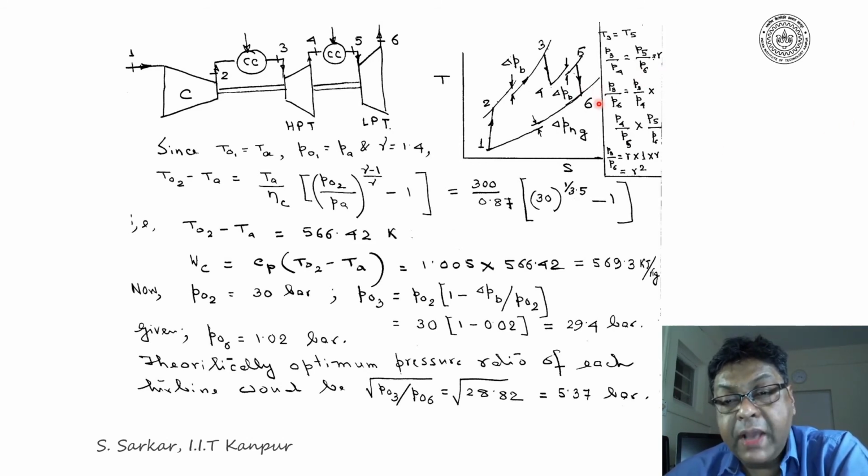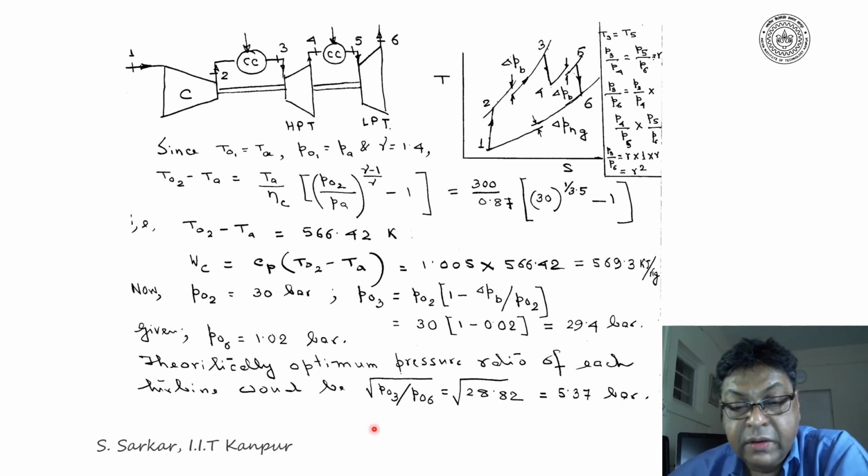Now, P3 by P6 can be written as P3 by P4 into P4 by P5 into P5 by P6. Now, P4 and P5 are approximately equal, so the ratio of P4 by P5 I have considered as unity, and P3 by P4 is equal to r, and similarly P5 by P6 also is equal to r. Thus, I can get P3 by P6 is equal to r squared.